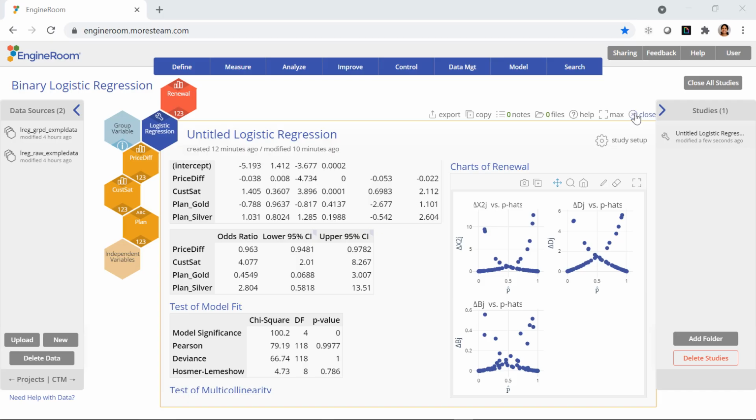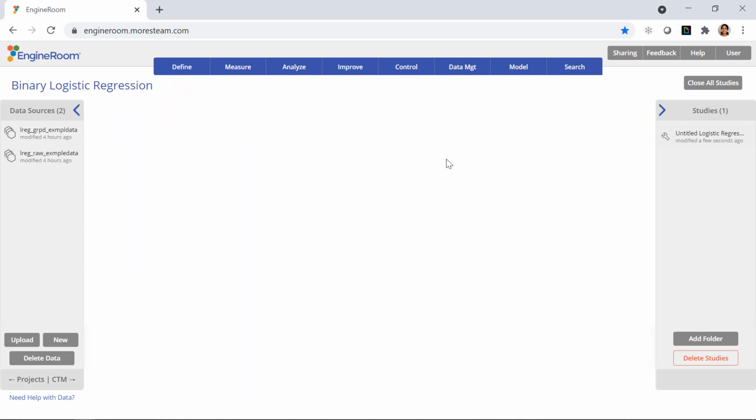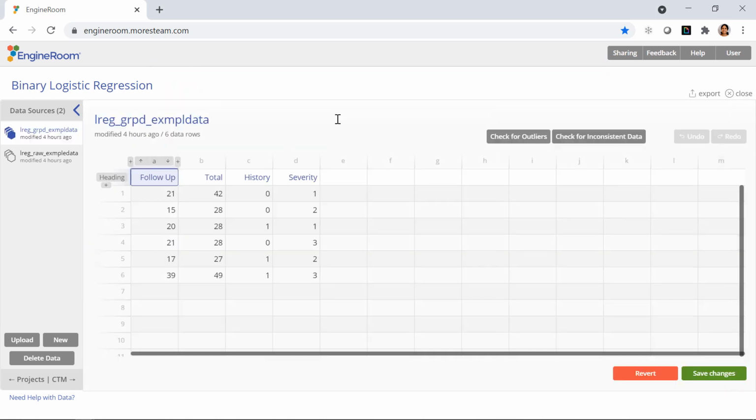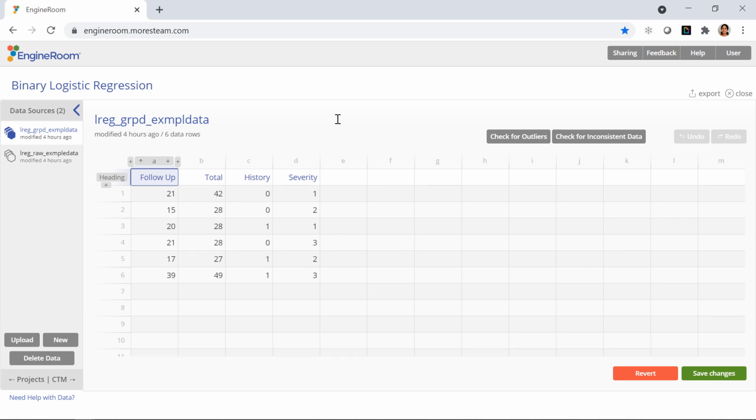Now that we've done an analysis of the logistic regression data in raw format, let's take a look at the grouped format data. In this case, a hospital wants to predict at the 10% level whether or not a patient with a certain chronic condition will present for follow-up based on the patient's perception of the severity of the condition and whether or not the patient has a previous history of the condition.